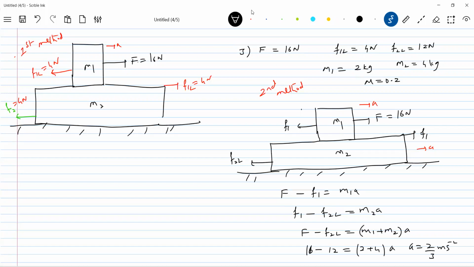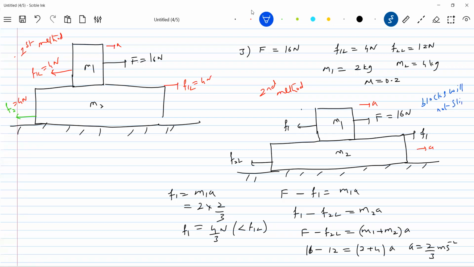Let me check the frictional force. F1 is equal to M1 into A. What is the value of M1? M1 is 2, into 2 by 3. 4 by 3 Newton. Is it less than F1L? Tell me, which one should occur? Here what happened? Blocks will not slip. Please do make observations. Blocks will not slip.